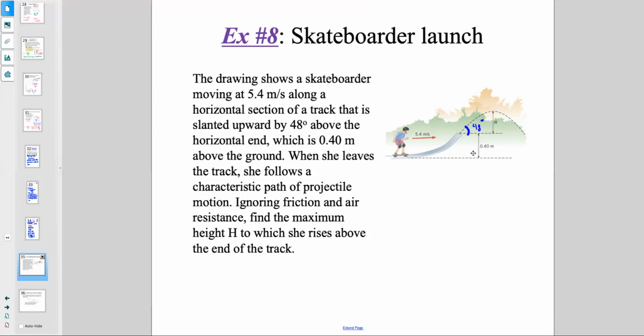When she leaves the track, she follows a characteristic path of a projectile motion. Ignore friction and air resistance. This is a very good sign. That means the initial and final mechanical energy should be the same. Find the maximum height, H, of which she rises above the end of the track.